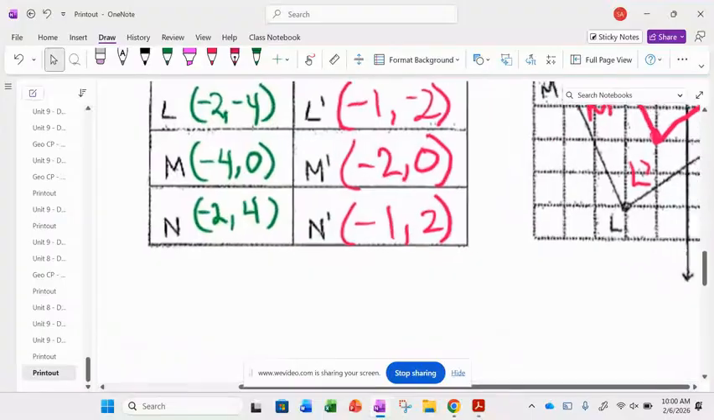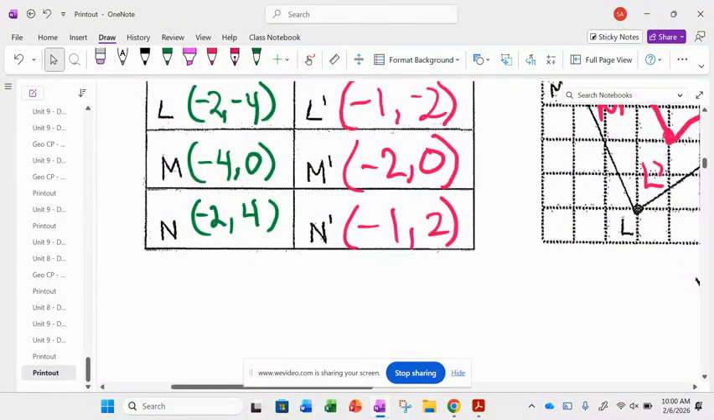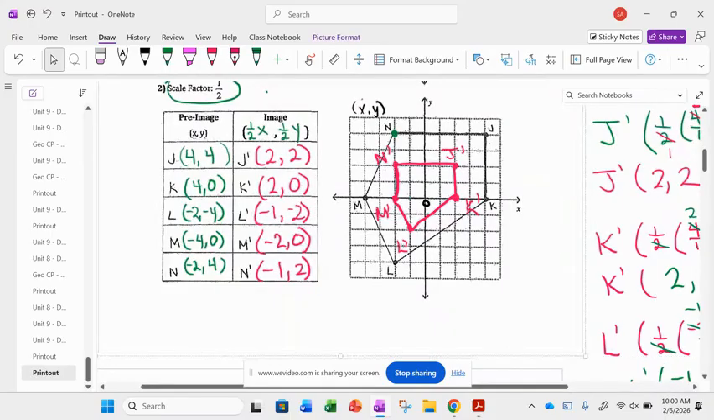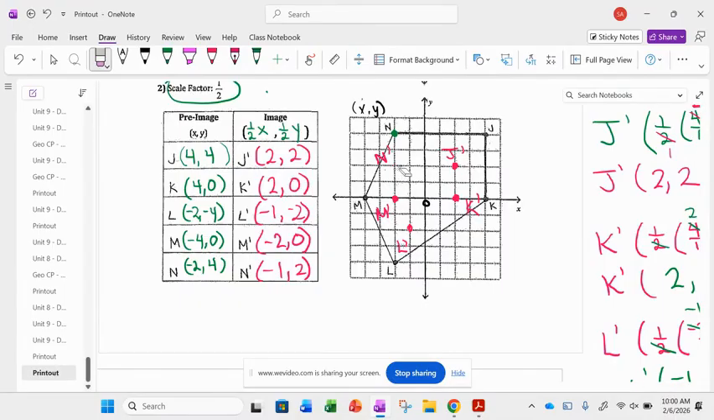+4 for N. It's negative. Oh, what did I do? I did -2. Oh, it should have been, sorry, -1. I put -2. Sorry about that. Good catch. So -1, +2 right here. That looks better. Thank you.